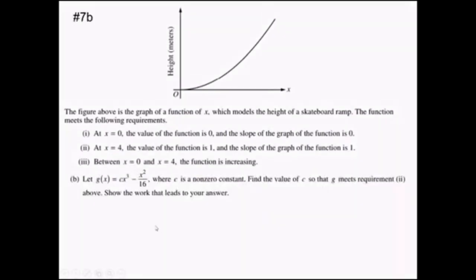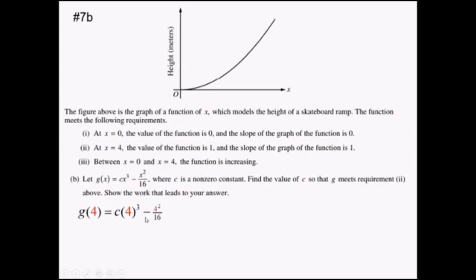For this problem part, they're giving us another function, g of x, which equals cx cubed minus x squared over 16. They want a c value so that this function meets requirement 2, where the f function failed in part A. Well, let's start by figuring out what c value would make this first part of the rule come out true. So we need g of 4 to equal 1. Let's start by just plugging 4 into the g function. So c times 4 cubed minus 4 squared over 16.